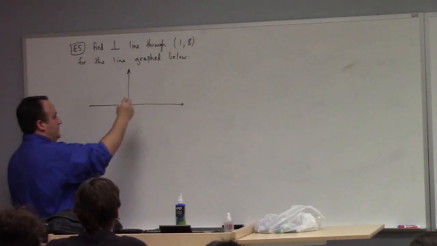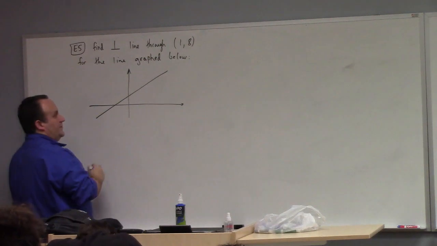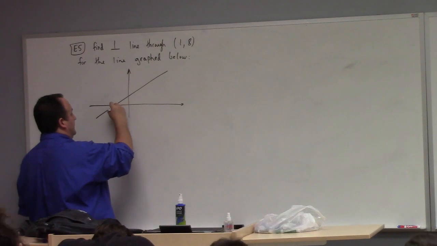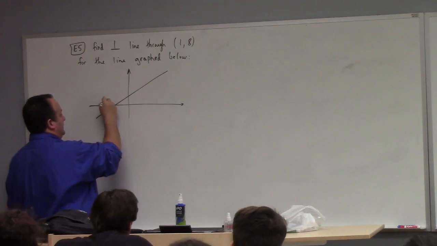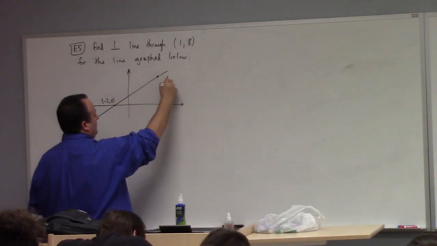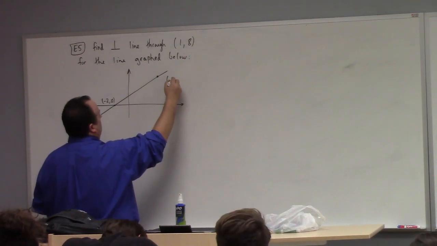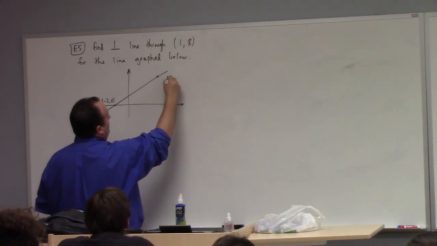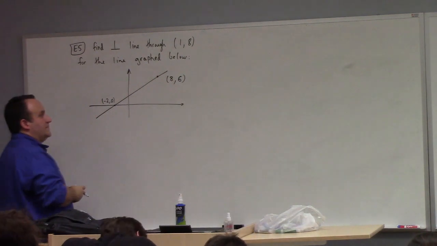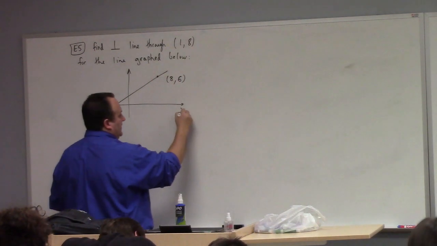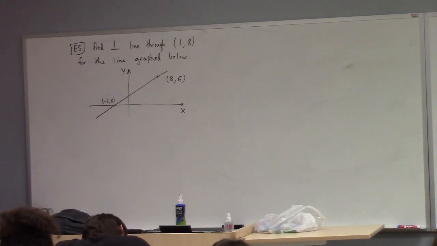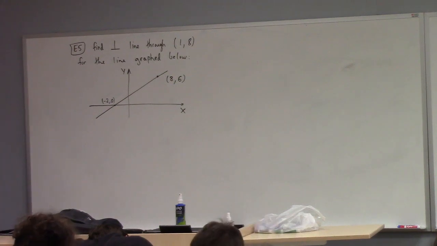So suppose we have this graph like this, and we're given that there are 2 points on this graph. Let's say this point is -2, 0, and let's suppose this point over here is, I don't know, 8, 6. All right? So this is what we're told. We've got a graph, we've got a line, we've got 2 points on the line. We're asked to find the perpendicular line that passes through the point 1, 8.